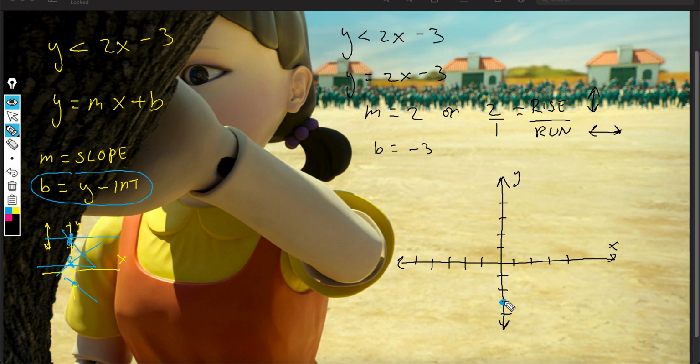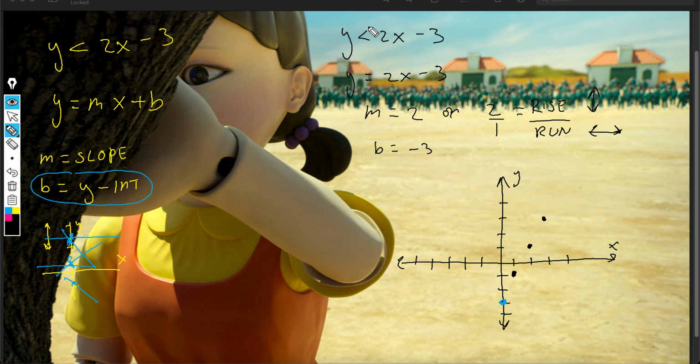Our run is 1. So it's positive, right? 1, 2, and then over 1. Boom. Put a dot right there. And repeat it again. 1, 2, over 1. 1, 2, over 1. Now we're getting excited, but that's basically it, it would just continue and continue.